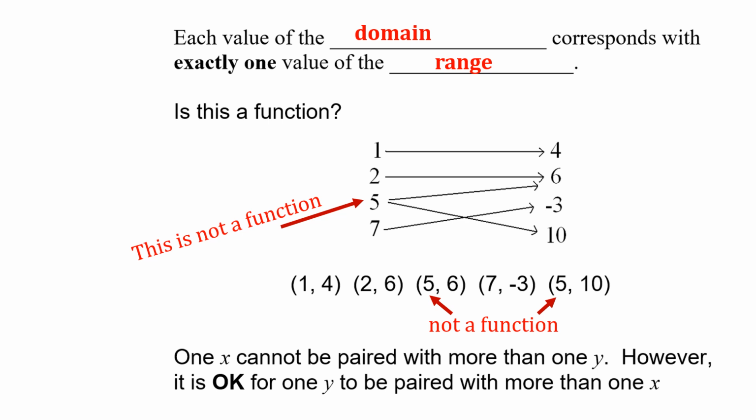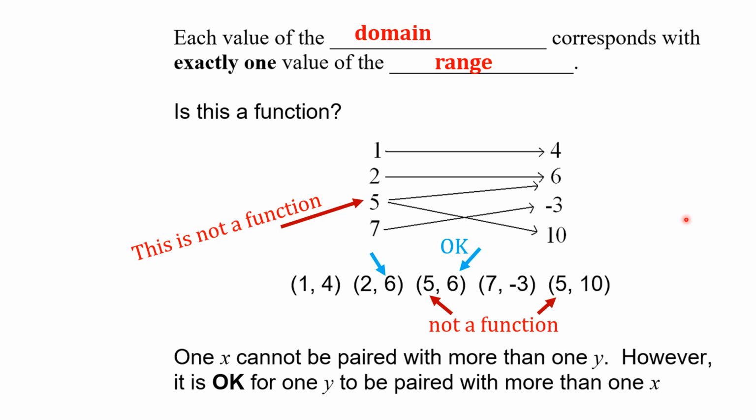Two different answers for 5. Notice also in this relation that when I say 2, you come back with a 6. And when I say 5, you also come back with a 6. Well, that's okay. It's okay for you to have the same answer for different questions.